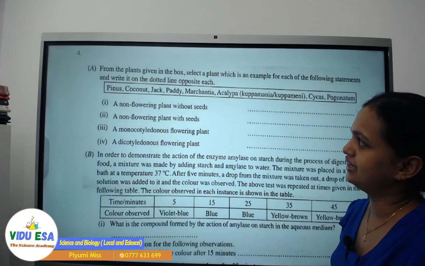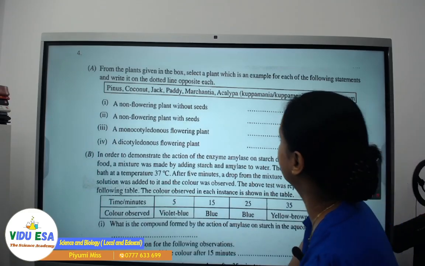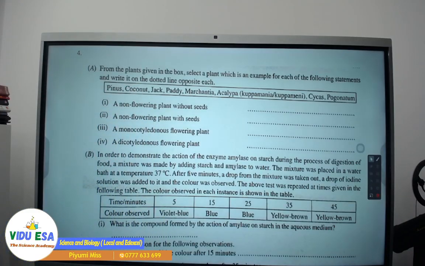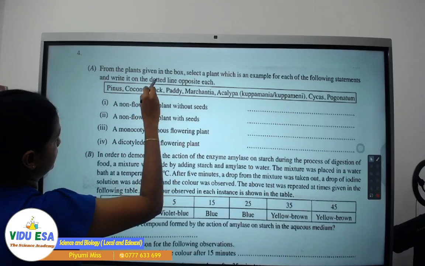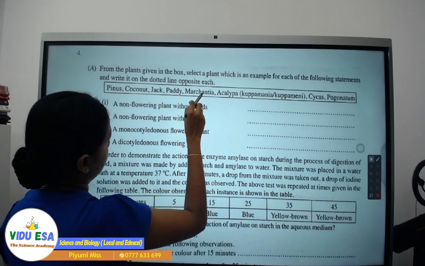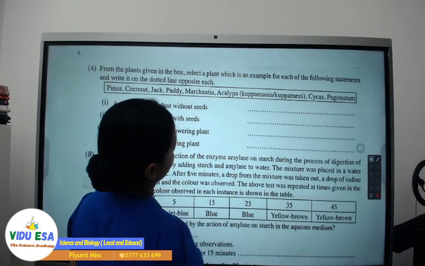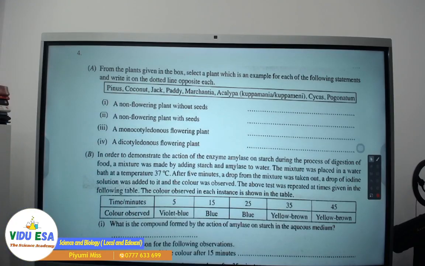From the plants given in the box, select a plant which is an example for each of the following statements and write on the dotted line opposite each. So the first one says non-flowering plant. What is given? Pinus, coconut, jack, paddy, Marchantia, Acalypha, Cycas, Pogonatum. A non-flowering plant without seeds.